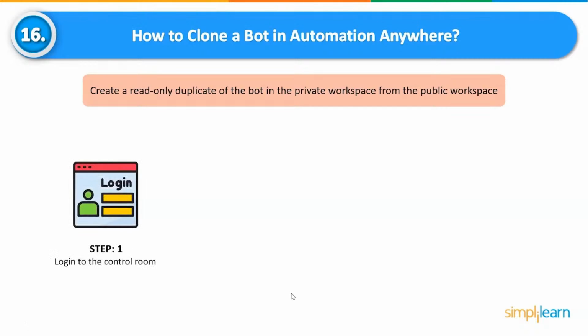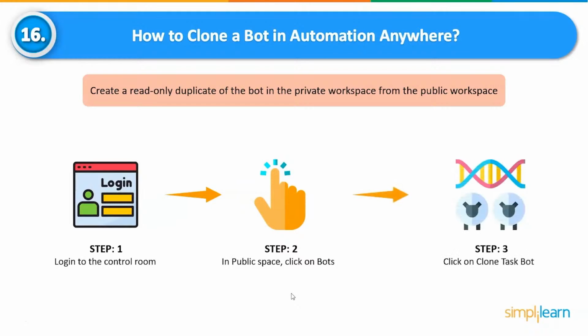Step 1. Log into the control room as a bot creator user, and then in public space, click Bots. The My Bot page is displayed with the list of folders or files containing the bot. Then select the bot you want to clone, click the Actions menu and click Clone Task Bot. The clone bot appears in the same folder structure in the private workspace.